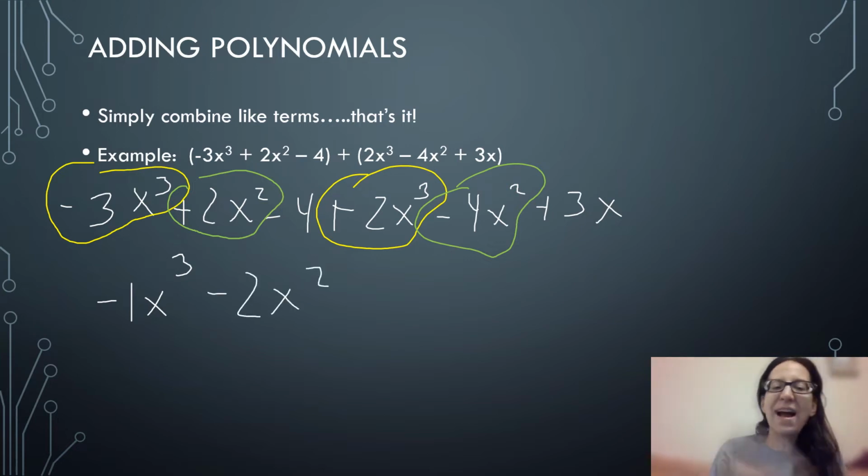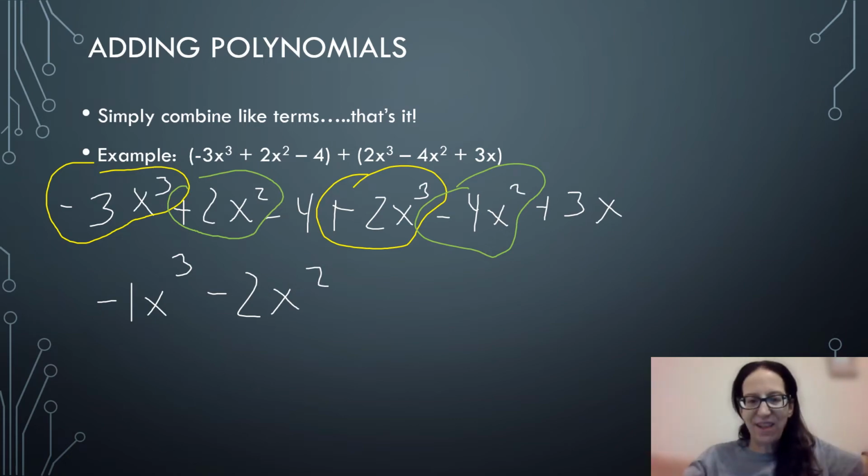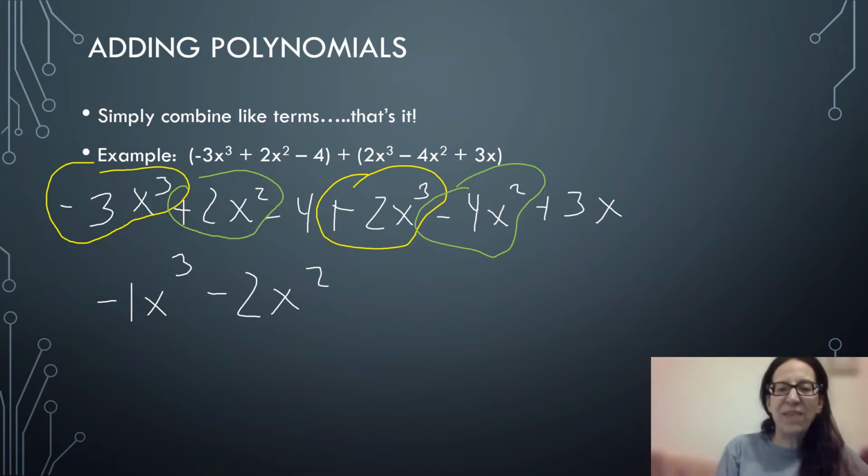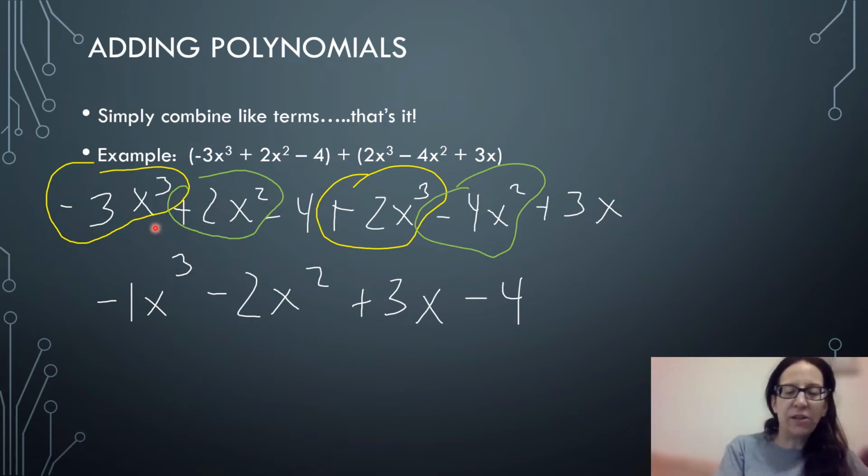And then my other two don't match. So I have a minus 4 and a plus 3x, and they are not the same. So they're just going to come down, and I am going to put the x next and then the 4 last, so that my final answer is in what's called standard form. And that just means that the exponents are going to count down. So I have 3, 2.